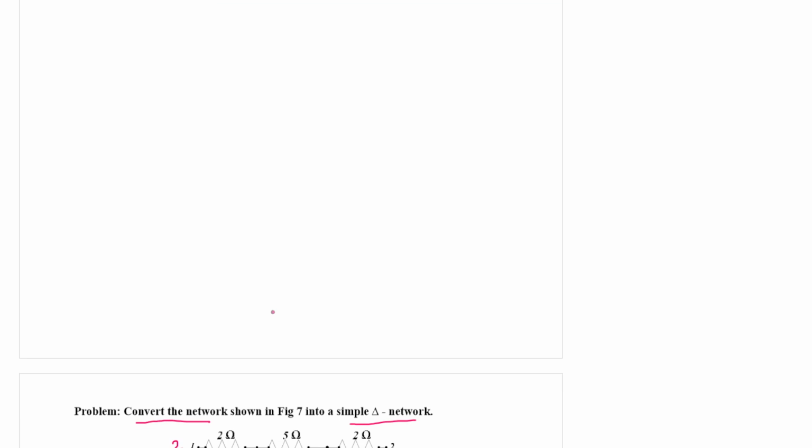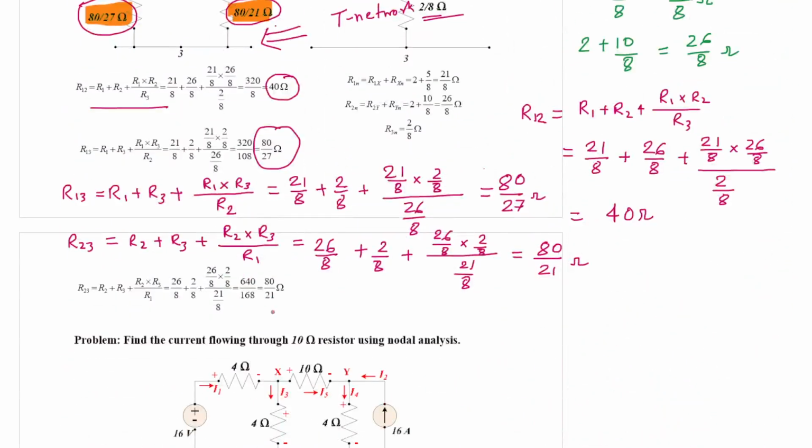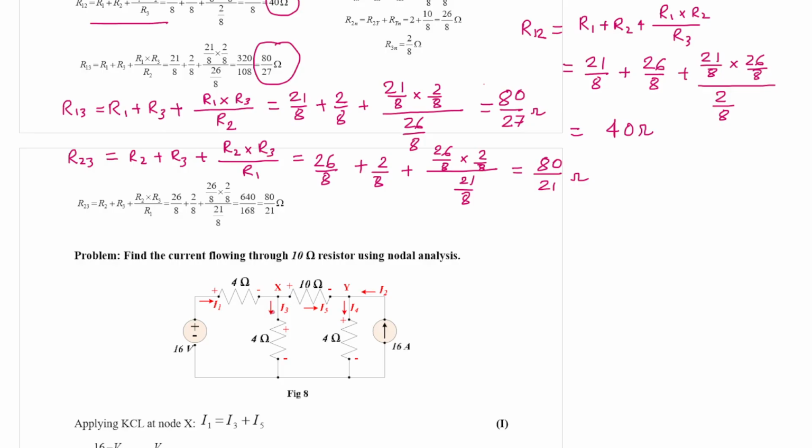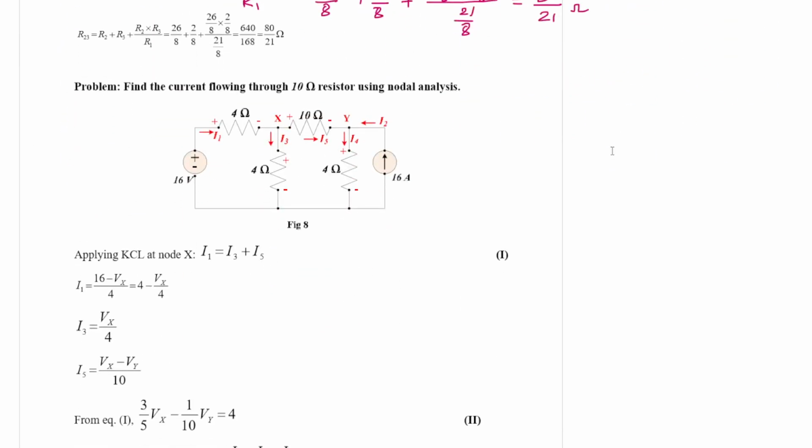Now let us solve one problem, first with nodal analysis, then we will solve one problem with mesh analysis. Let us consider this figure 8, where you need to find the current flowing through the 10 ohm resistor. So this is the 10 ohm resistor, and you need to find the current flowing through it.